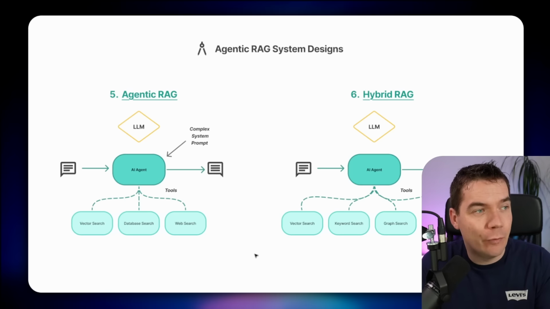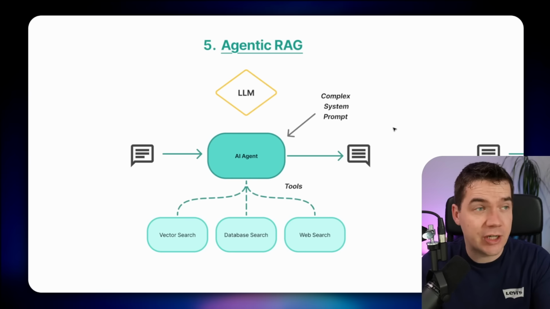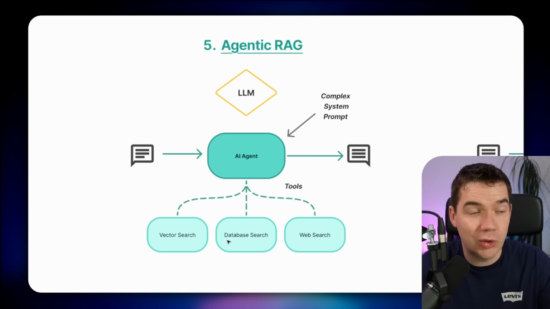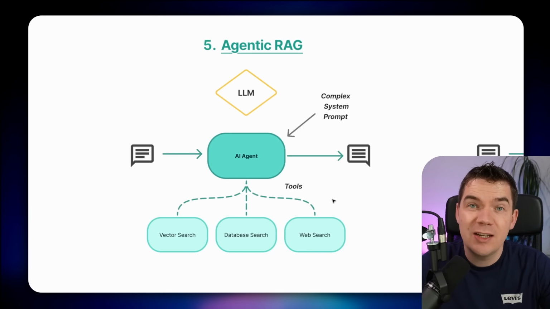And let's start off with standard agentic RAG and hybrid RAG. On the face of it, your standard agentic RAG is quite simple. It's an AI agent that receives a message from a user. It has various tools that it can call to help retrieve context to generate a response. So here it could have a vector search tool, a database search tool, a web search tool, and you can load in quite a complex system prompt to try to convince it to do what you want to do.